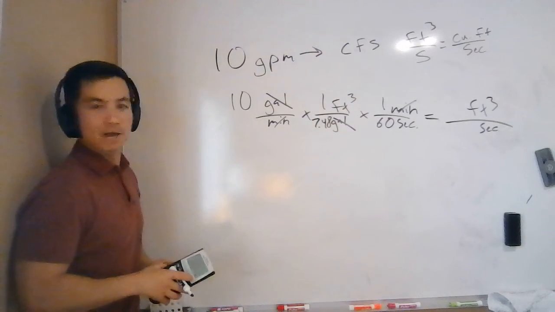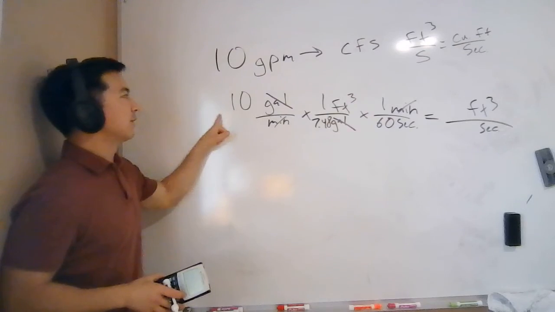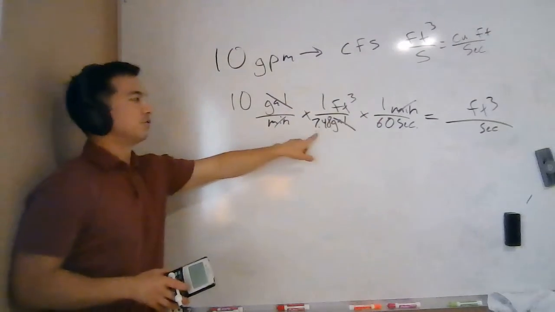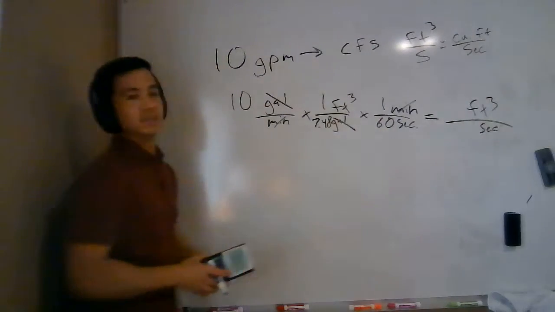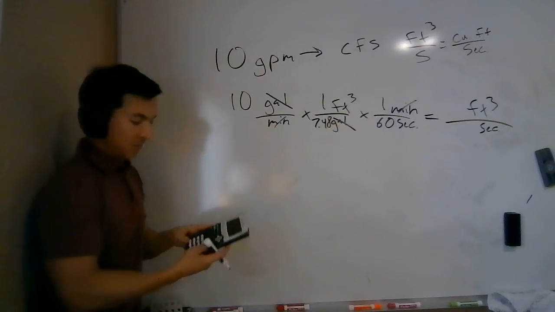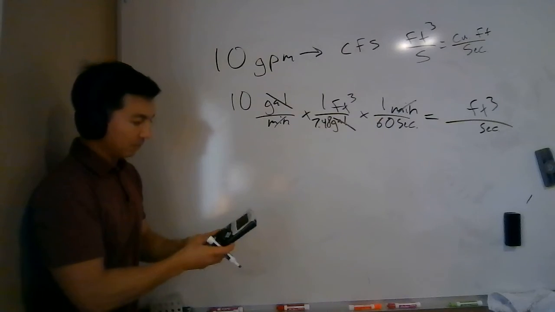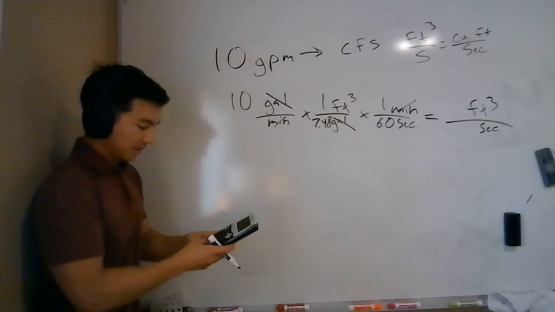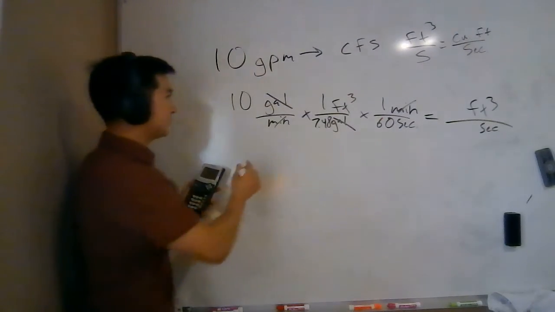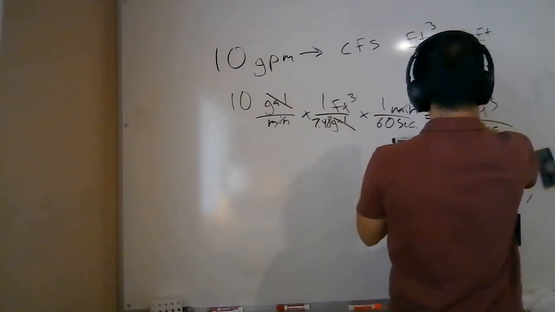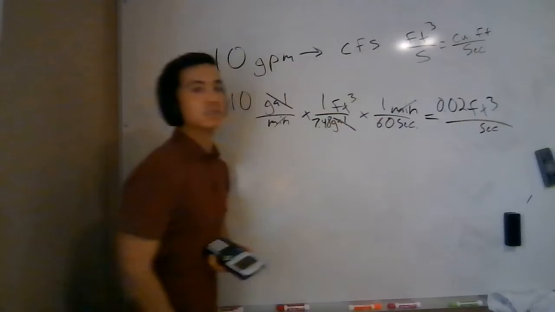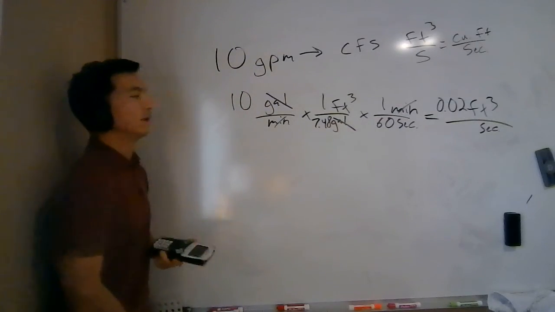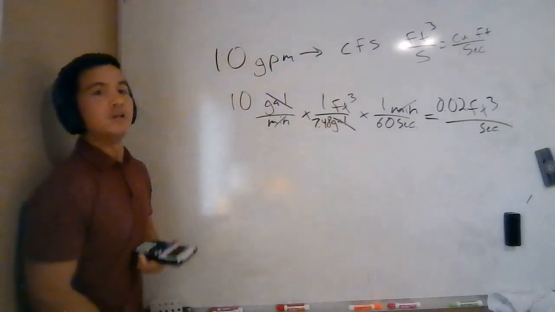So now we can run the math, right? So what does this look like? Well, we're actually taking 10, we're dividing by 7.48 because it's on the bottom, and we're dividing by 60 because that's on the bottom. So if I type in 10 divided by 7.48, and then divide by 60, I get 0.02228, or in this case, I'm just going to say 0.02 cubic feet per second.